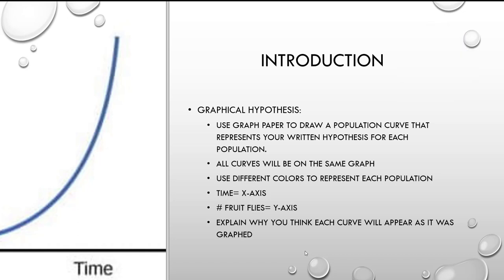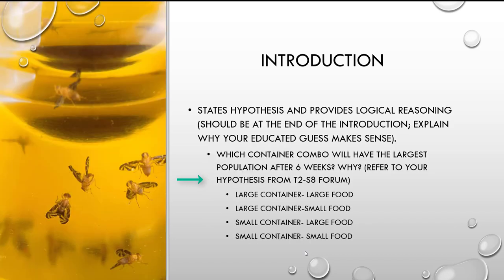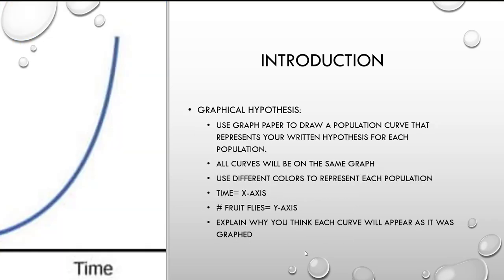all 4 curves on the same graph. So you'll have different colors representing each of the populations. If I go back one slide, you'll have one color that will represent the large container with the large food, a different color representing the large container with the small food, and so forth. Okay, so 4 different colors representing the 4 treatments. On the x-axis will be time, so we'll have the 6 weeks that we measured, and then on the y-axis will be the number of fruit flies.